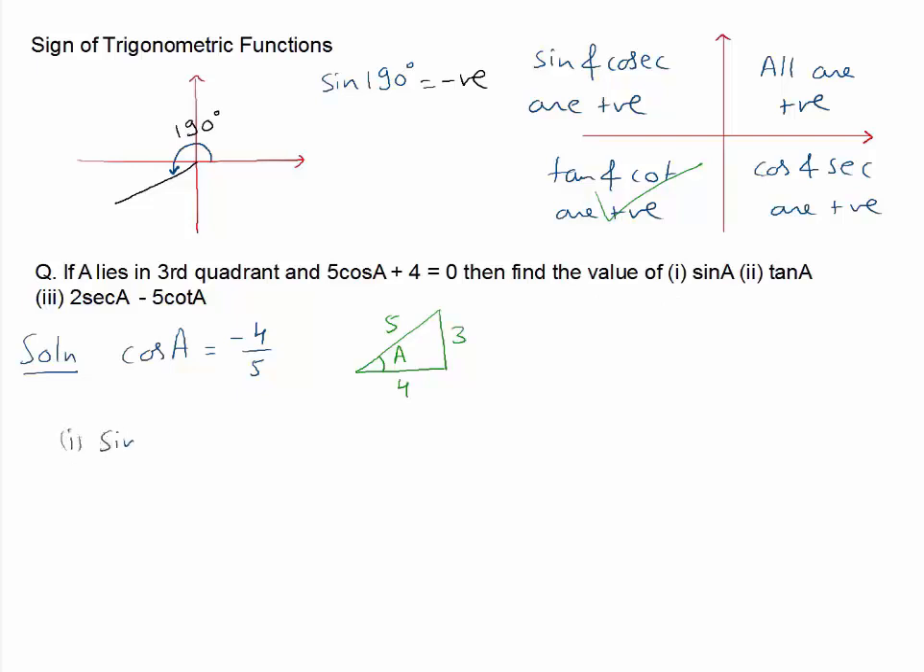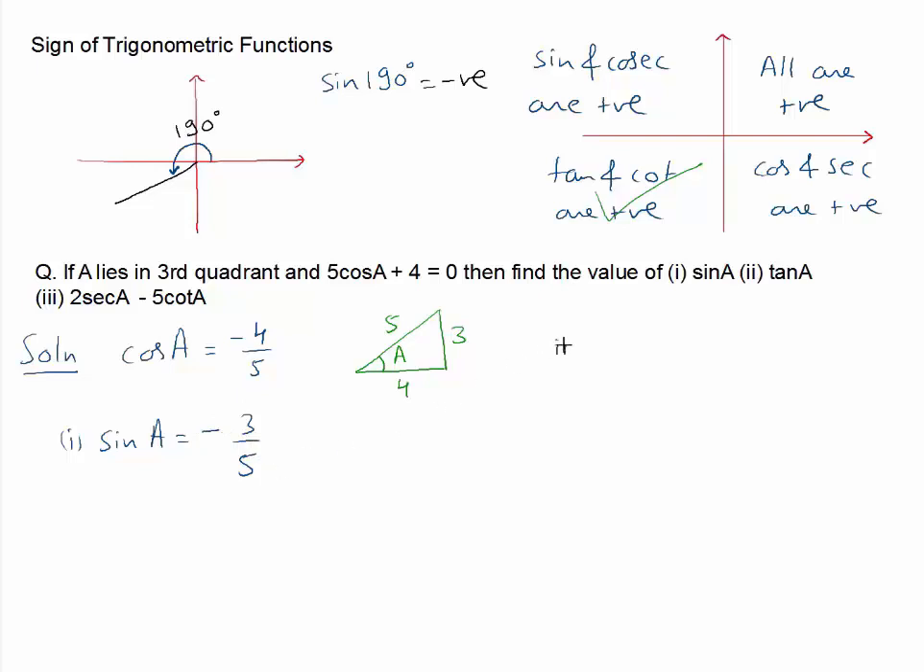So first is what will be sine A. So sine A would be equals to perpendicular upon hypotenuse, so that would be equals to 3 by 5. Now we must additionally ask, would it be positive or would it be negative? So for that we need to check the quadrant. So A is in third quadrant where only tan and cot are positive. So therefore sine is negative. So this would be the answer for the first part.